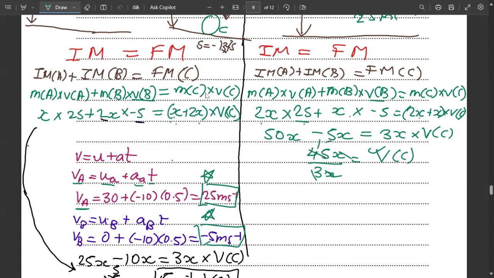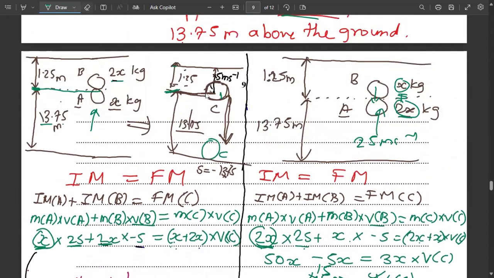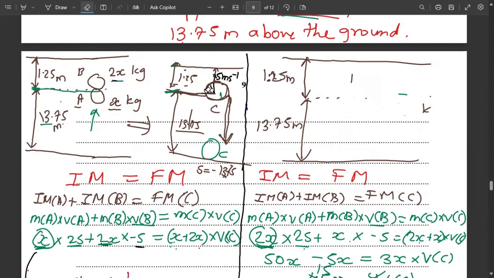X cancels out, c becomes 15. Because this x and 2x were interchanged. This became 2x here, x became 2x because the masses were interchanged, right? That's why we did not get the same answer. So in this case, the velocity of c will be 15 meter per second. Now, if these both merge at this point exactly, a and b merge, and this c travels upwards at 15 meter per second.